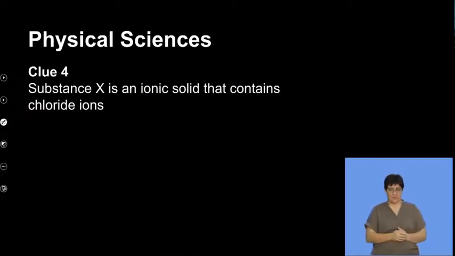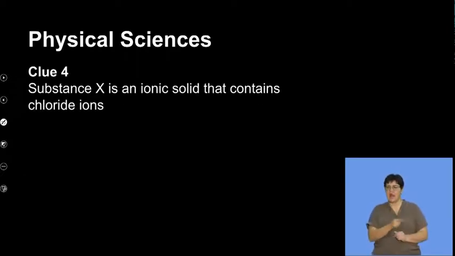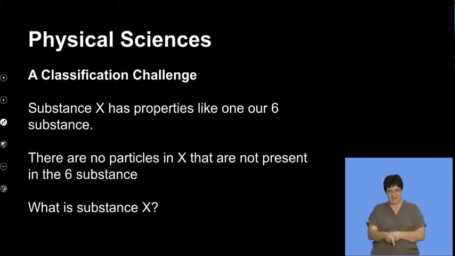Right, okay, what more? Substance X is an ionic solid that contains chloride ions. Now that's another clue. We're going further. Now we've identified X. At a different stage, we are saying, here's another substance, which we still call X because it's unknown. It contains chloride ions. That's the first clue. So substance X has properties like one of the 6 that are given.